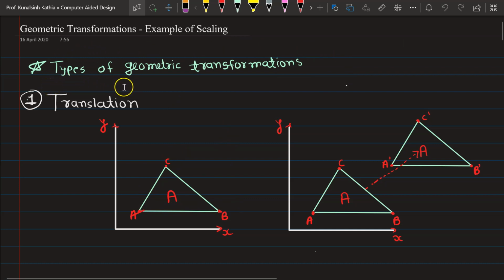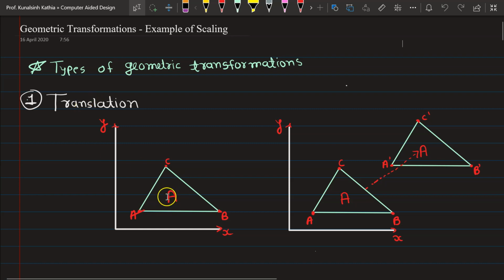If you want to understand this transformation in detail, you can see my another video, which is specially on geometric transformations with the example of rotation and translation. You can find it on YouTube, my previous video. In this video I'll go through it very fast because I have explained those things in detail in that video. So here I'll give you just a glance of that.